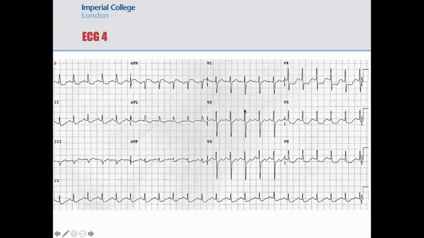Okay, so let's go through this together. I've got two answers, sinus tachycardia and also ST depression. Absolutely sinus tachycardia. There are about 2 squares between each QRS complex, so 300 divided by 2 is about 150. And the most obvious abnormality otherwise is ST depression.